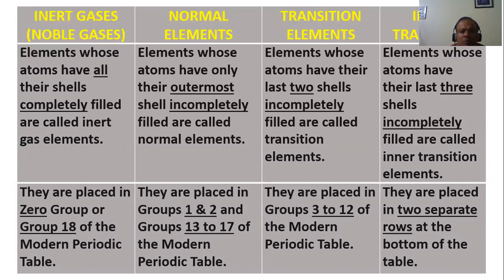Next, we come on to the normal elements. Who are the normal elements? Elements whose atoms have only their outermost shell incompletely filled are called normal elements. So only the outermost shell is incompletely filled. All the remaining shells are completely filled. Mind you, only the outermost shell. And where are they found? They are placed in groups 1 and 2 and groups 13 to 17 of the modern periodic table.